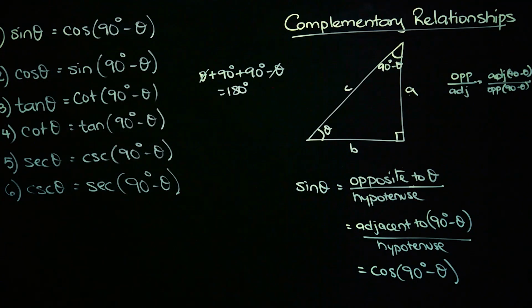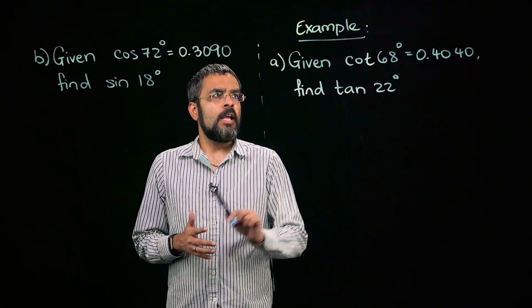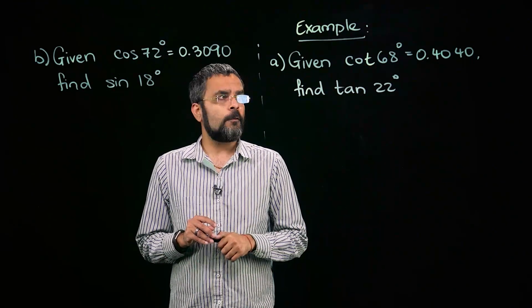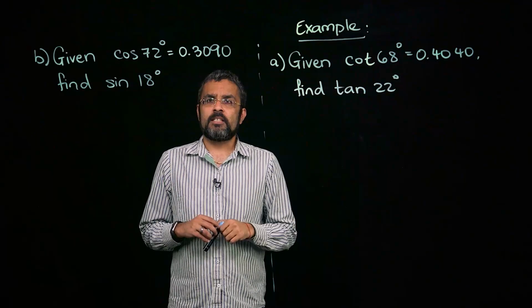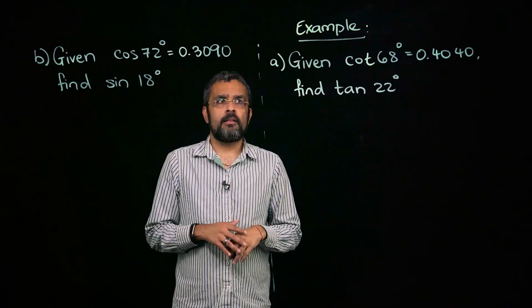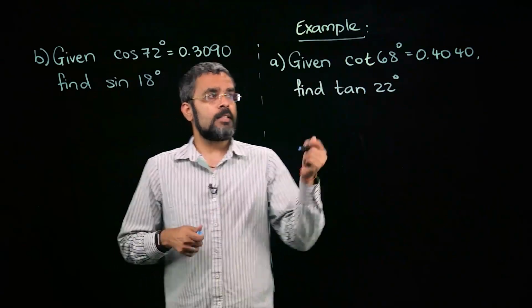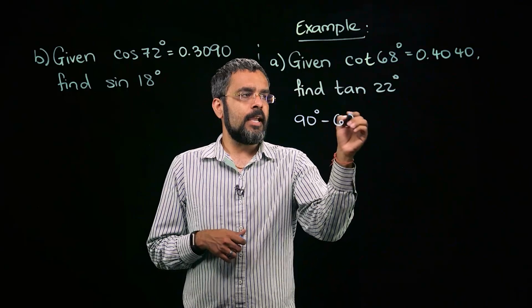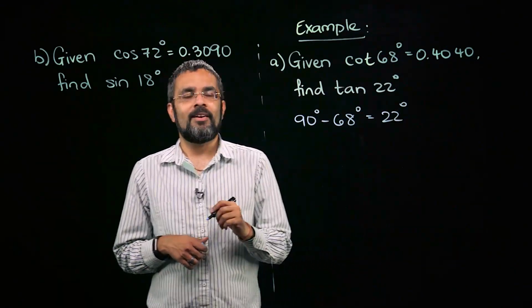Okay, so let's look at an example to see how this works. Given the cotangent of 68 degrees equals 0.4040, find tan of 22 degrees. Now, 68 degrees is not one of your standard angles. So how do I solve this? We notice that 90 minus 68 is 22 degrees, right?